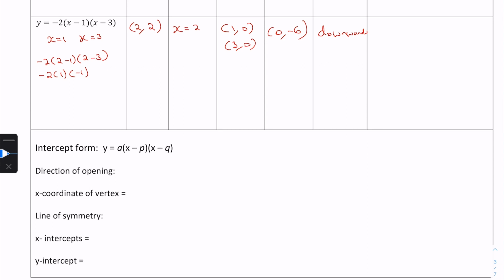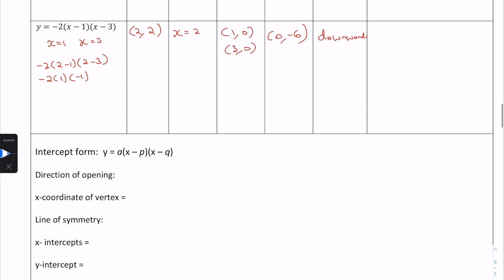Alright, so we're now coming back to the summary part. So hopefully having done those questions, you can figure out what's happening. You can see that the a value in front will tell me, as before, that if a is positive, or a is greater than 0, then upwards, and if a is less than 0, downwards.